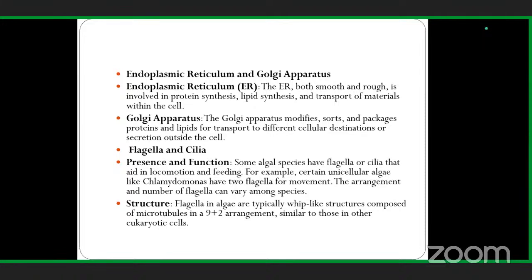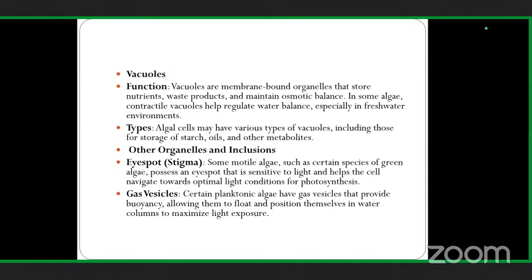Next is flagella and cilia. Basically flagella are motile structures. It's like a filament, and it is movable. So you can see it in Chlamydomonas also, where there are two movable flagella. The flagella are typically whip-like structures composed of microtubules, arranged in a 9+2 arrangement, similar to those in the eukaryotic cells. Next are the vacuoles. Vacuoles help in storage, and they also help to regulate water balance, especially in freshwater environments.